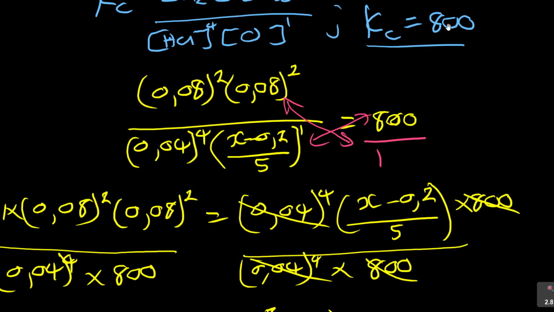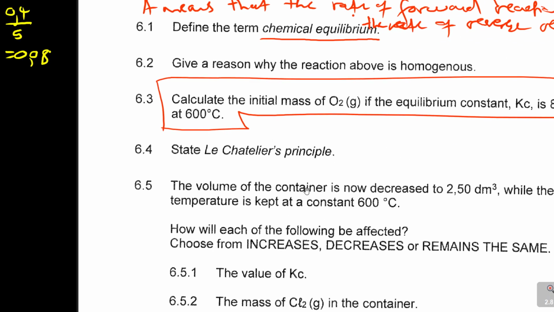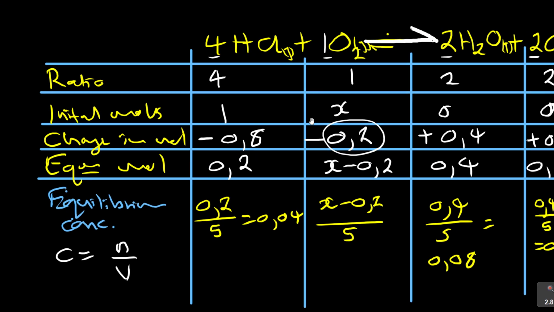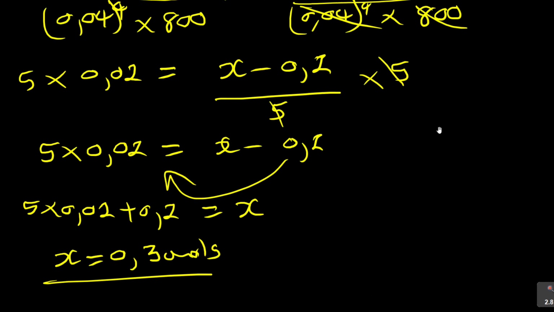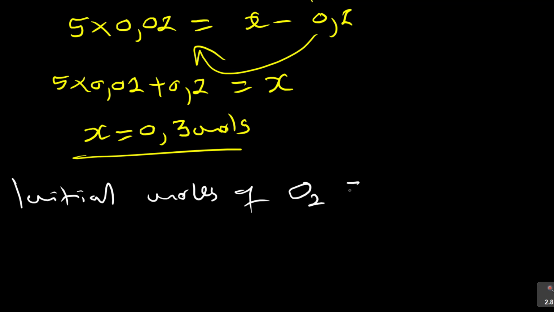So having got x, but what does x mean? You come back here. Okay, what was the question? First, let's ask the question. It says calculate the initial mass of oxygen. Initial mass of oxygen. So initial moles is 0,3. See, initial moles. So already we've got initial moles of oxygen. So you can come here and say initial moles of oxygen, because we made it x, of O2 is equal to 0,3, and then therefore mass of oxygen.